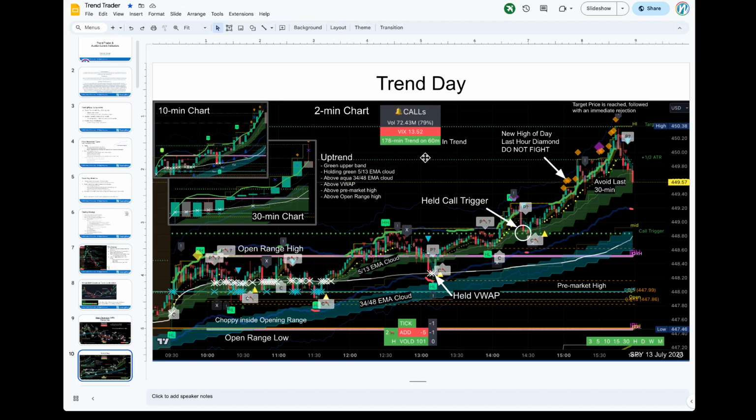Okay. So these are all things that give you a very good idea of what to play. When you're above the EMA clouds, both the 5/13 and the 34/48, you're not going to play puts. That's the best way to lose money. So when you get a put signal, you use that signal and you wait. You don't buy puts. You wait until you get to the bottom, and then you play the calls to align with the trend.